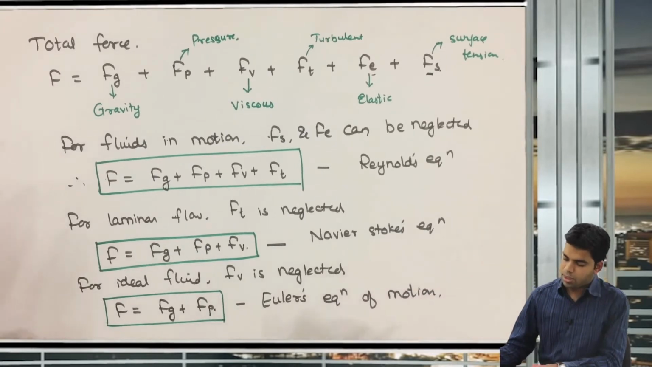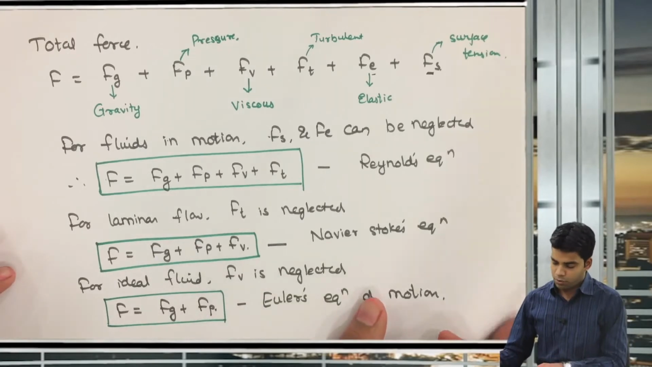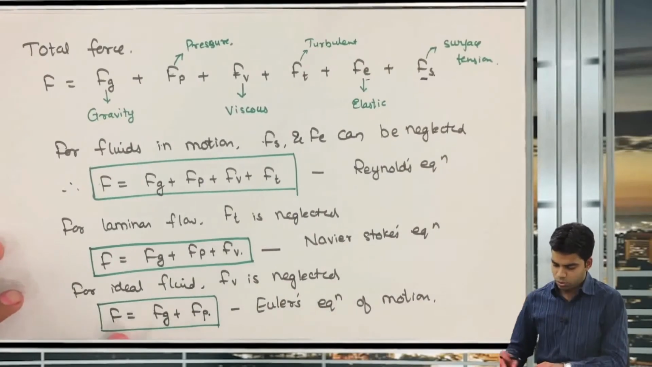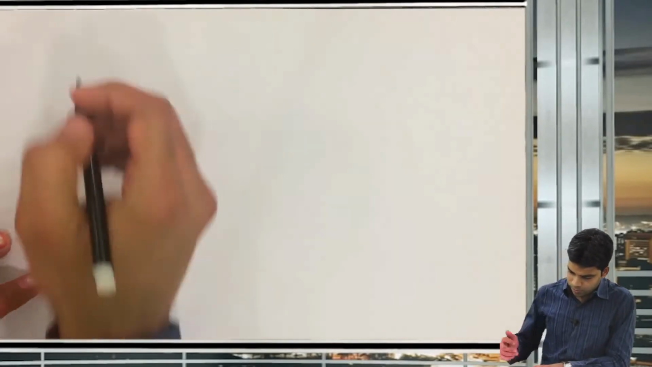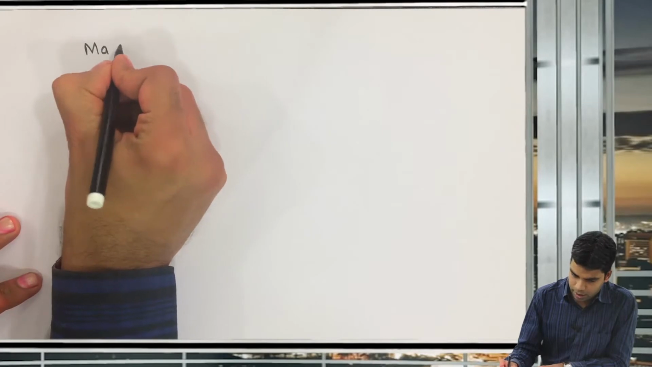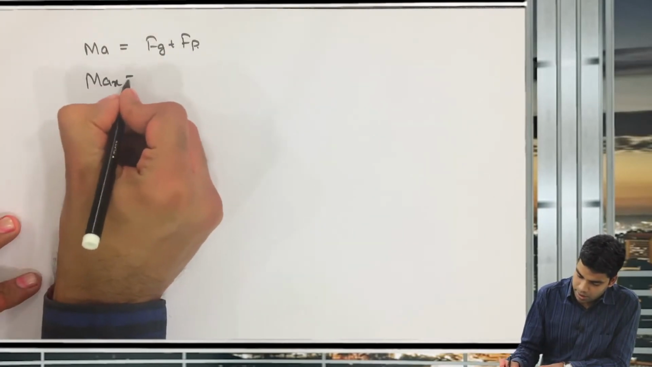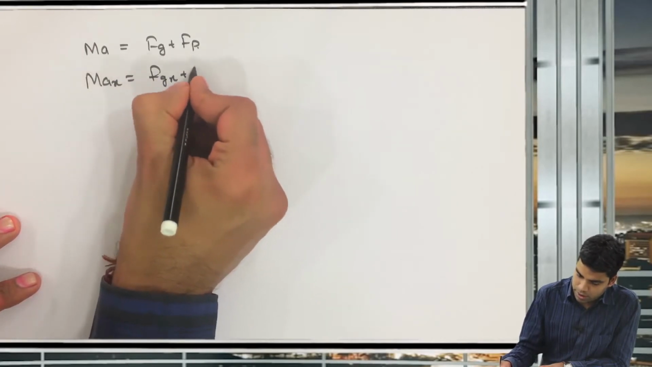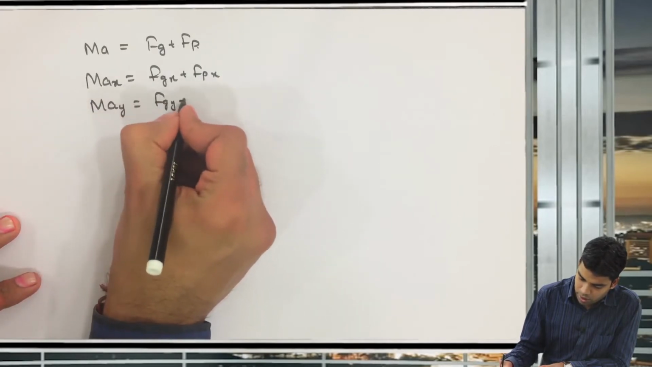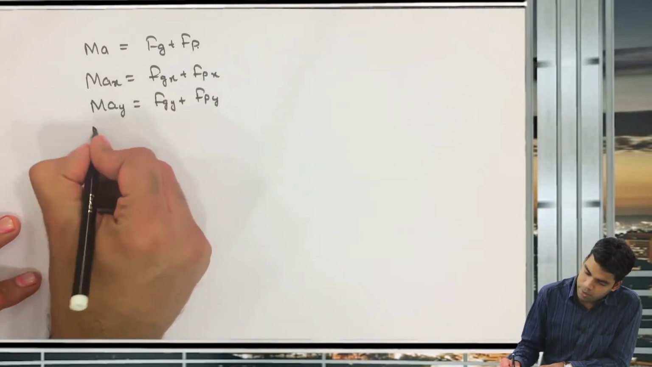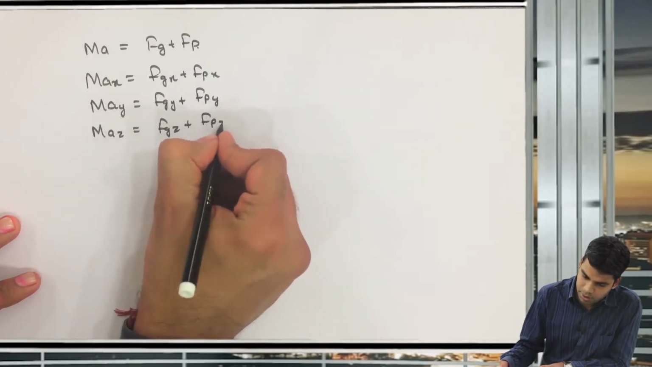Euler's equation says total force is equal to the body force or gravity force plus the pressure force. We know total net force F is equal to m into a, so this can be written as m a is equal to Fg plus Fp. Further, m ax is equal to Fgx plus Fpx, m ay is equal to Fgy plus Fpy, and m az is equal to Fgz plus Fpz.